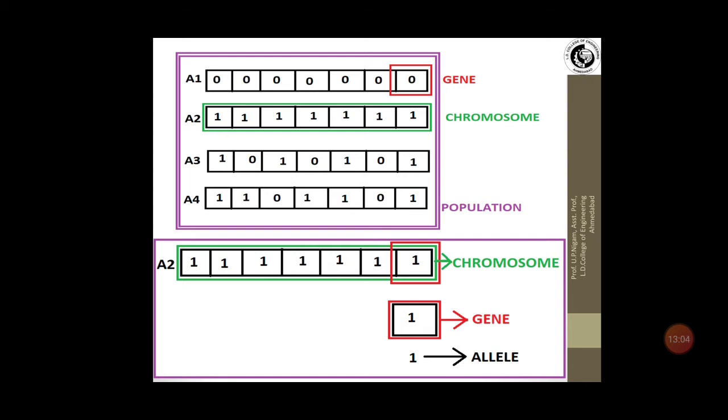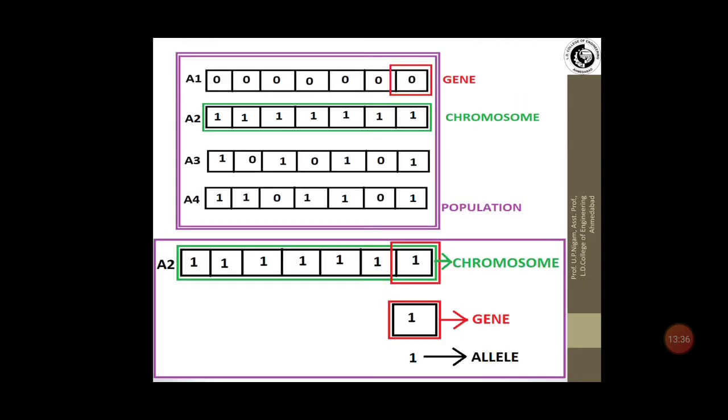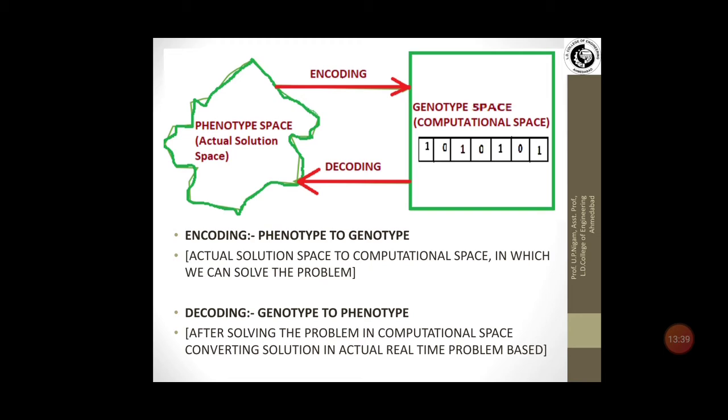That one set is known as the chromosome. Another particular box, a particular value, is the gene, and that particular value, which you will see is either 1 or 2 like that, is the allele. So population is the subset of all possible solutions. Chromosome is one such solution of a given problem. It may be right, it may be wrong. Gene means one element position of a chromosome, and allele is the value of the gene for a particular chromosome. So these are the things.